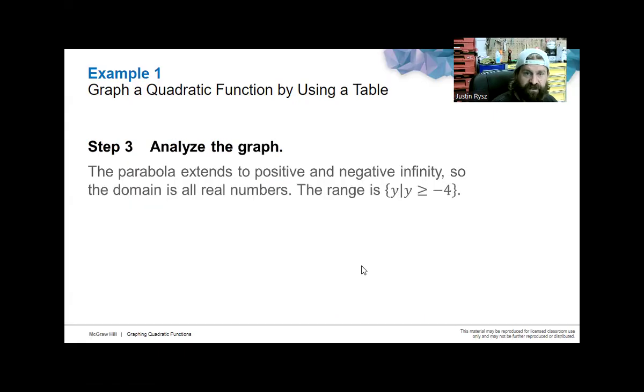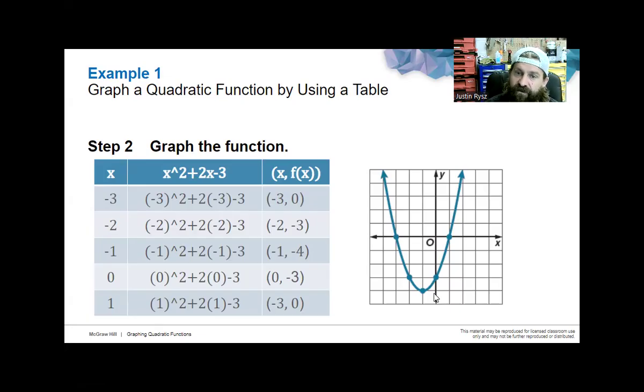All right, so if we're looking at this here, the range is all values that are greater than or equal to -4, because if we look back at our graph, the lowest point is at -4. Everything else goes above.